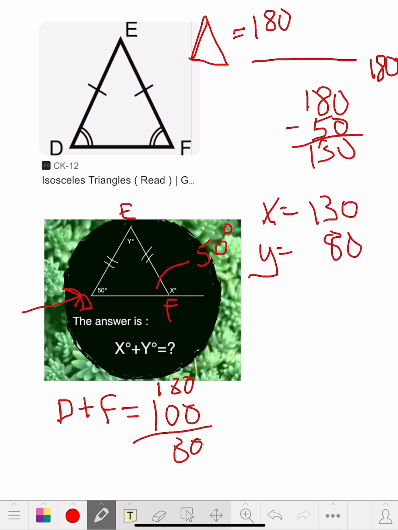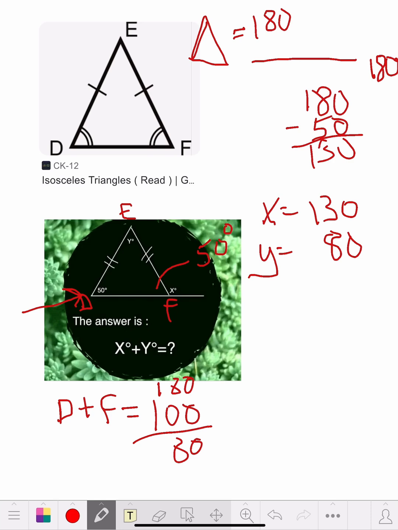Now, I looked at the answers that a lot of people have put online for this question, and truthfully, that's how they kind of left it. A lot of people left x and y. X is 130 and y is 80. So I'm sure if you look at a multiple choice test, one of the answers is going to be x equals 130 and y equals 80.